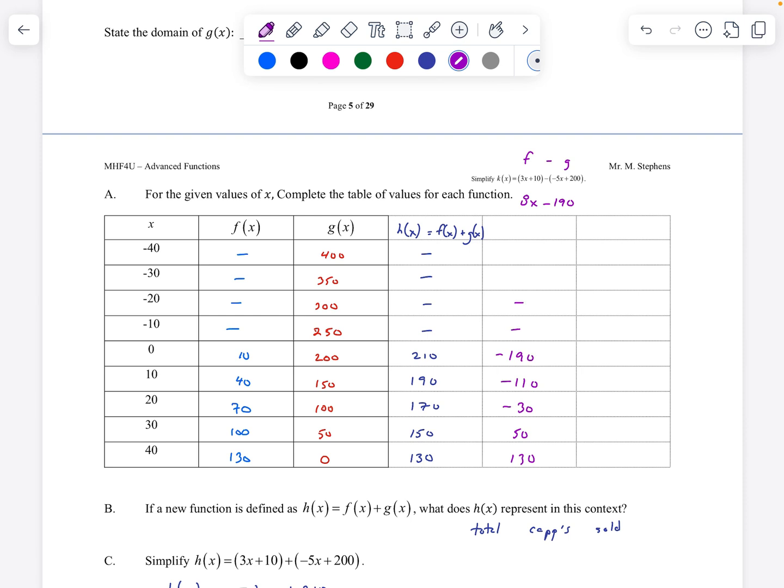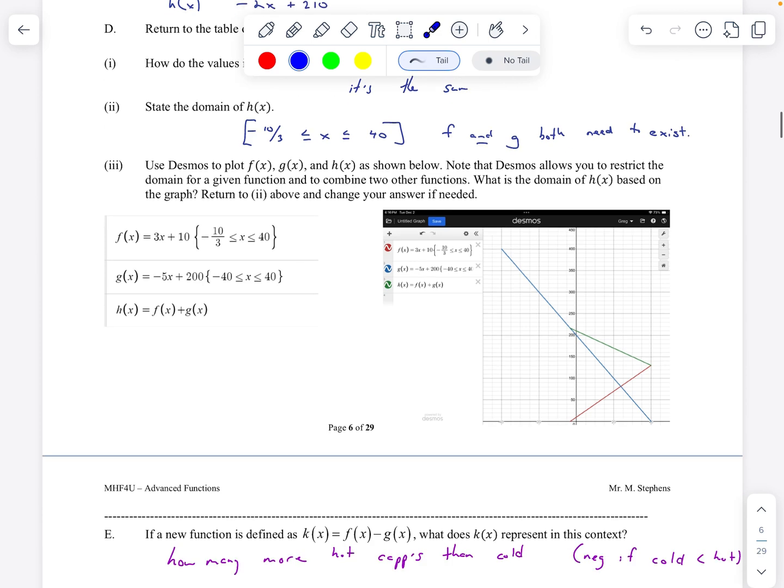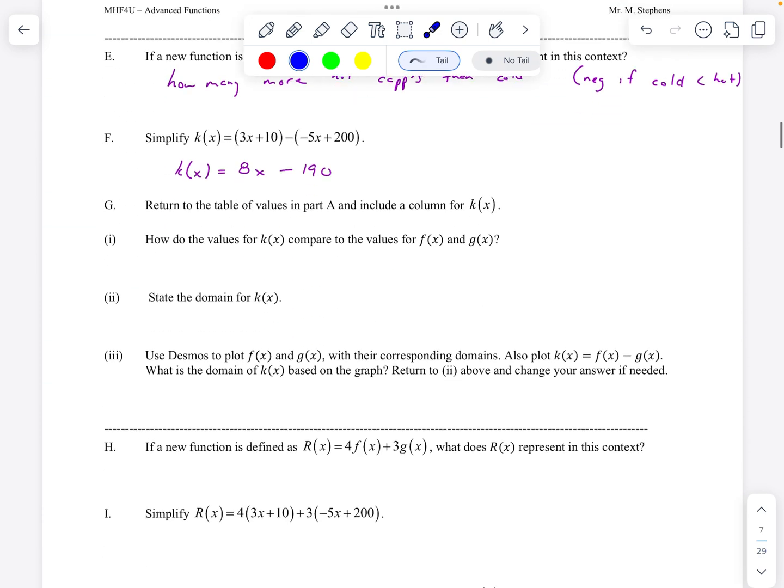And these don't exist because F doesn't exist. Right? So I could use this equation to find these y values, or I can do this minus this to get that. How do they compare? K of X is the difference.